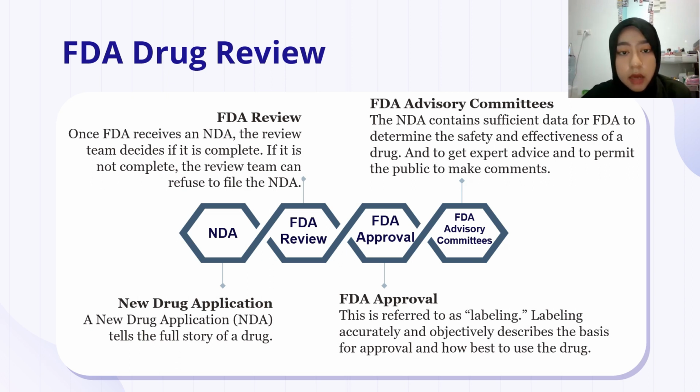Second is FDA review. Once FDA receives an NDA, the review team decides if it's complete. If it's not complete, the review team can refuse to file the NDA. If it's complete, the review team has 6 to 10 months to make a decision on whether to approve the drug. Third, FDA approval. This is referred to as labeling. Labeling accurately and objectively describes the basis for approval and how best to use the drug.